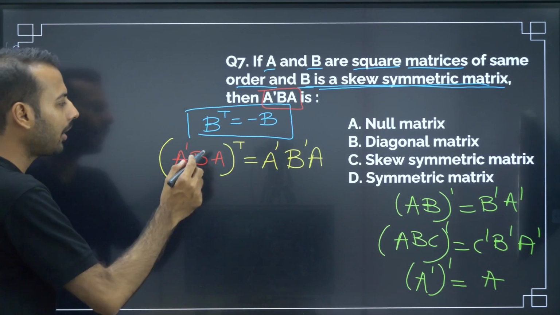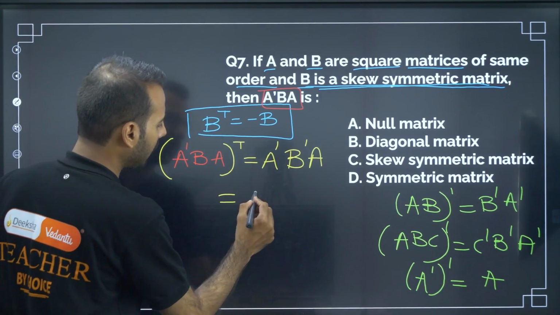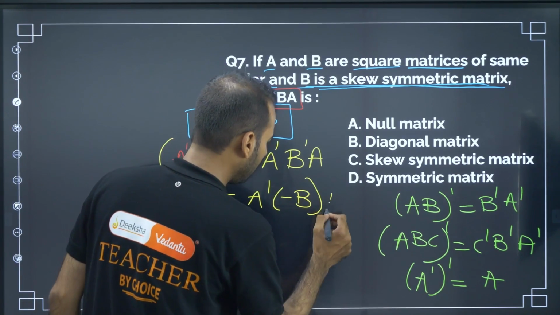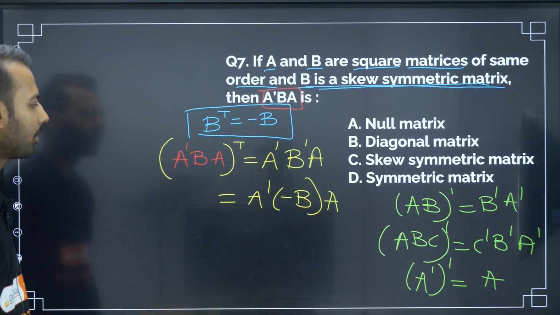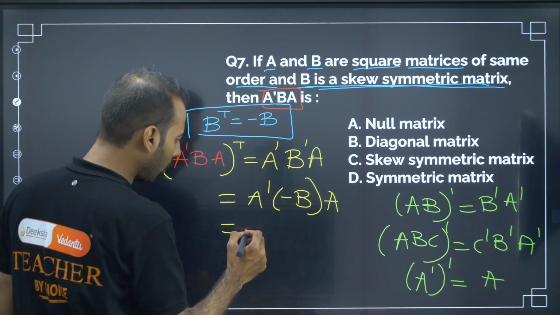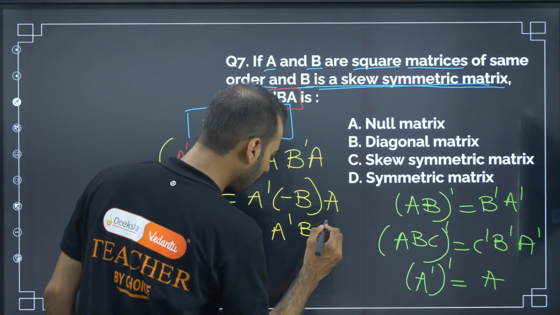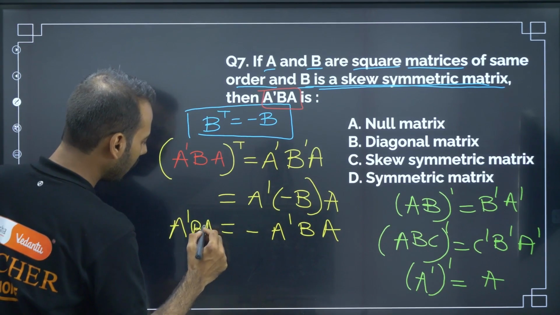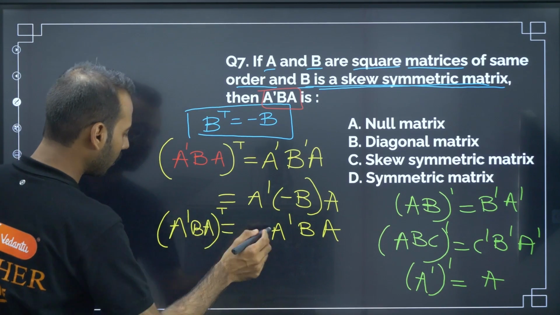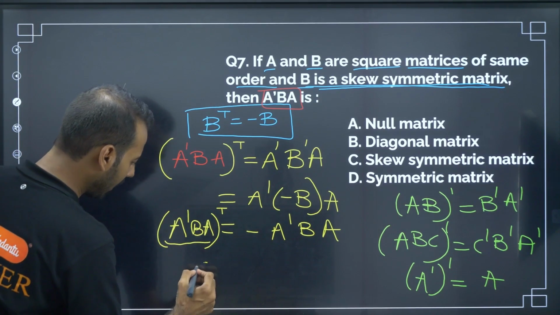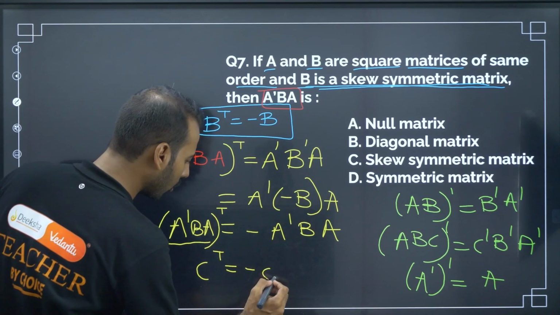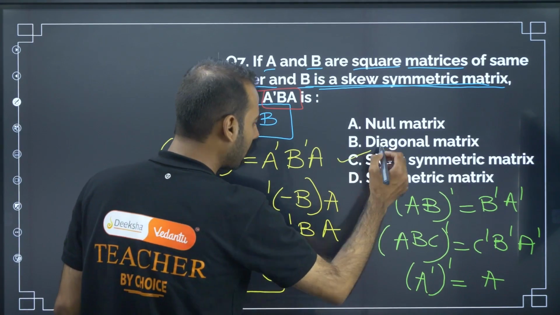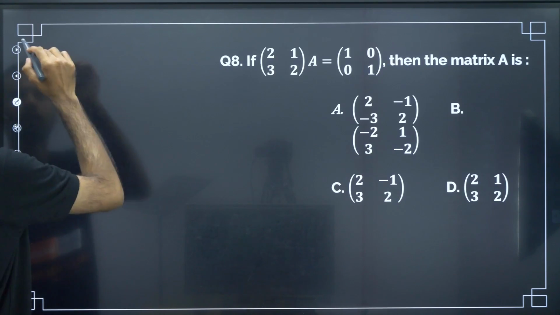Next, A dash B dash A. So in place of A dash, I write A dash; in place of B dash, I have to write minus B; and then here I write A. So A dash minus B A is equal to minus A dash B A. Now if I name this as C, C transpose is equal to minus C. So this is a skew symmetric matrix. So the answer for this is skew symmetric matrix. Moving on to the next question.